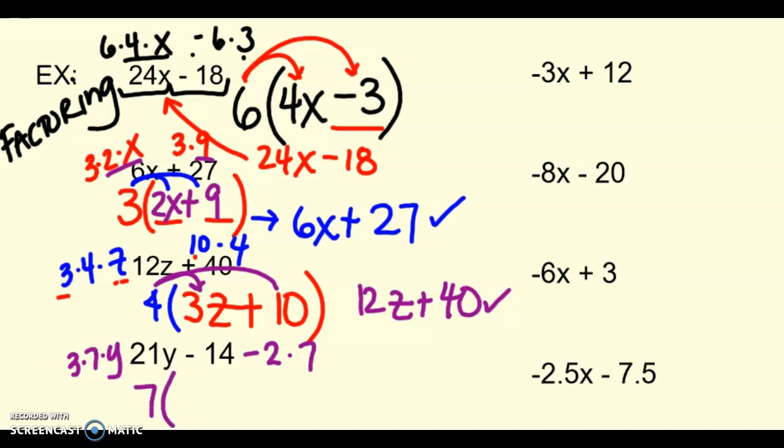Pull that out front. The first term has 3y left over, and the second term has a negative 2. Distribute to check: 7 times 3y, 7 times negative 2, and I get negative 14.